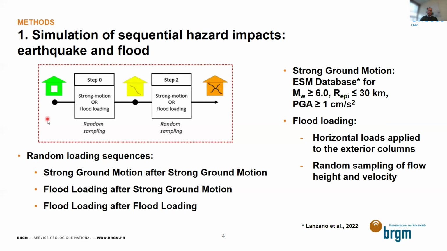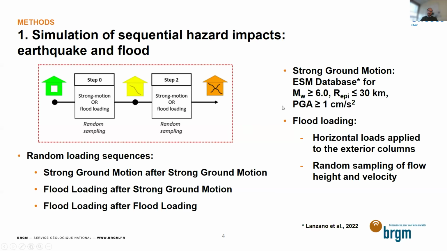In order to model the interaction of hazards with respect to their consequences, we use the classical back-to-back analysis. We had a first loading step with one of the two hazards, earthquake or flood. This was random. And then we had another loading step with another hazard. Again, this was random.